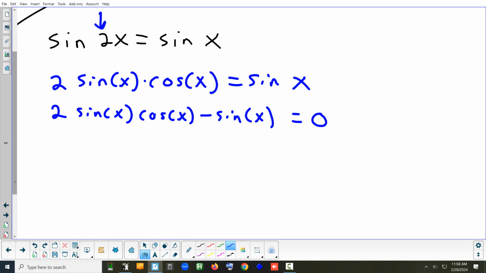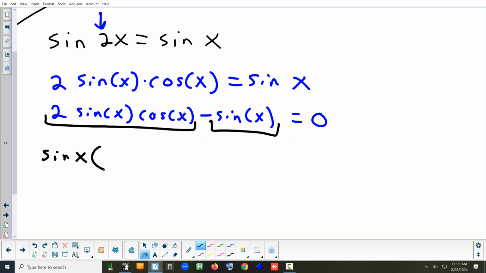No, we're overthinking. What do both those terms have in common? Sine. Yep. Factor out sine. The goal when you're solving a problem equal to 0 is always to factor it. If you can't factor it, you have to use the quadratic formula, but there's no squareds here. So the only way you can solve it is you've got to factor it. If you factor sine x out of the first term, what are you left with?